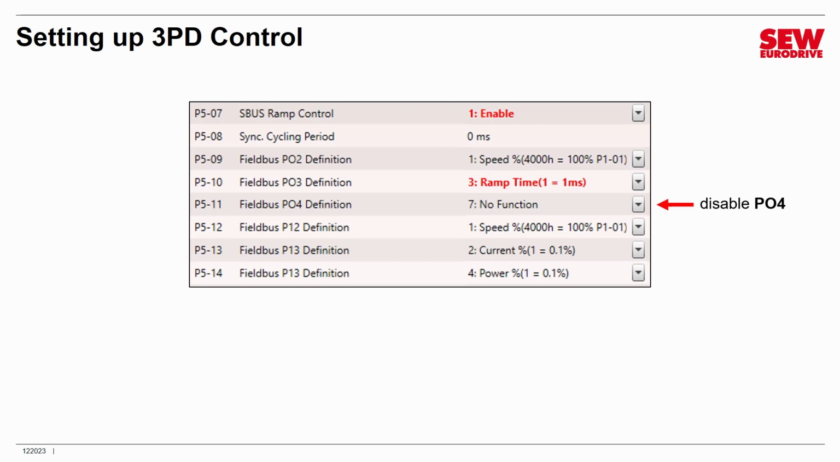Process output word 1 can't be changed. It's always the control word. That's why we don't have to set it, and it doesn't appear here. And that takes care of the process output words. Now we have to set up the process input words.